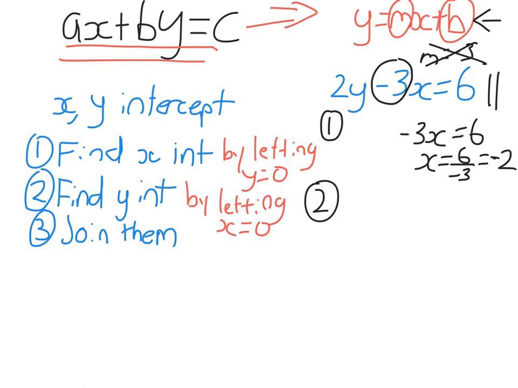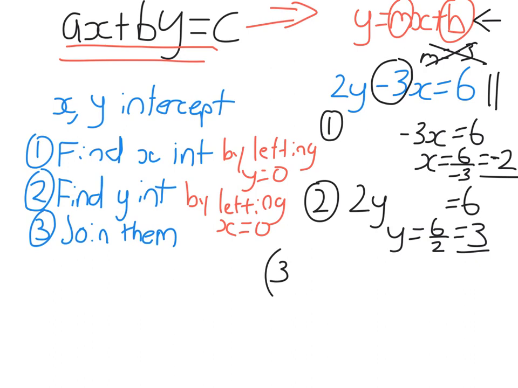Now I do the same sort of process. I have my equation 2y minus 3x equals 6. Now this time, x equals 0, so I can get rid of the x's. I'm left with 2y equals 6. So y is just 6 divided by 2, which is 3. So I've got the x-intercept, I've got the y-intercept.